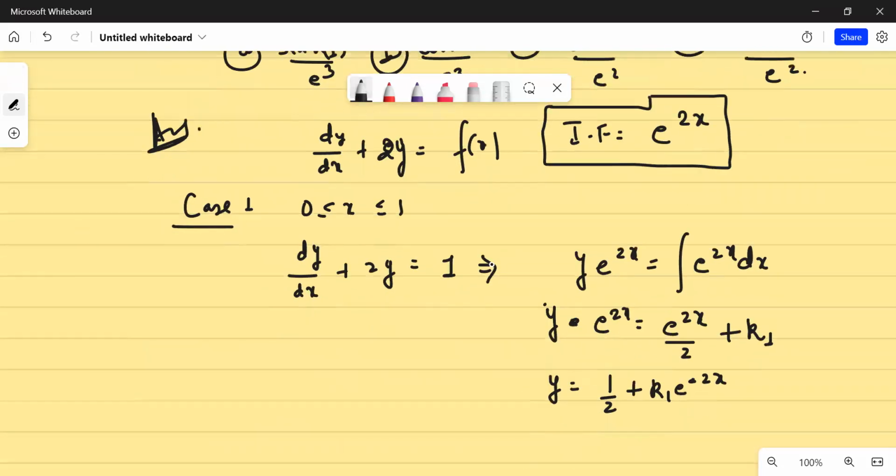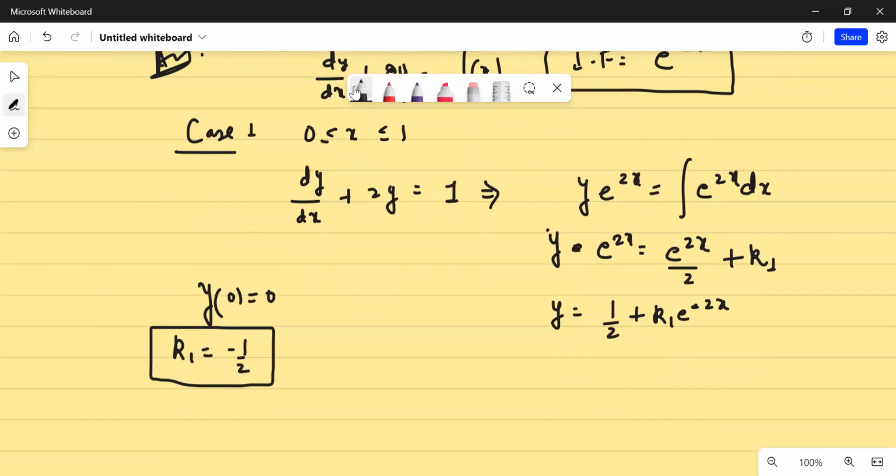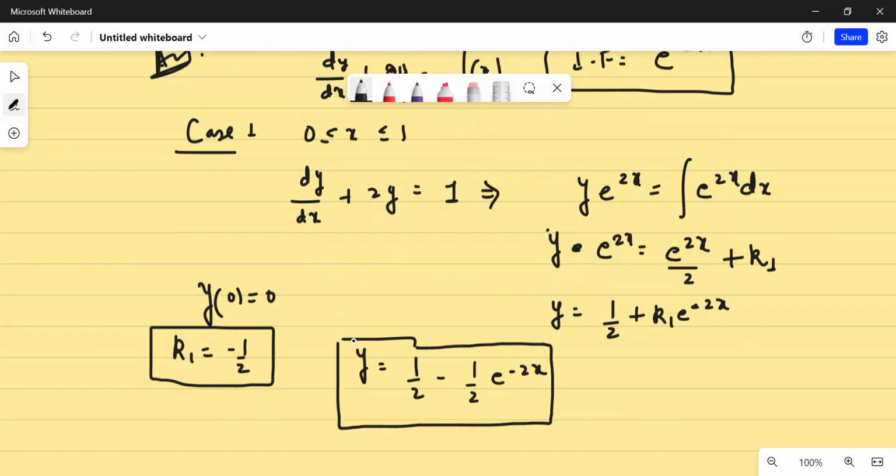Now, given in the question, the initial condition is y0 equal to 0. So I'll use the initial condition y0 equal to 0 and find k1. So y0 equal to 0 would mean that your k1 is minus 1 by 2. That is something that you can clearly verify. Place y0, e to the power 0 is 1, k1 plus 1 by 2 is equal to 0. So k1 is equal to minus 1 by 2. Is that clear? Okay. So overall, the solution would now look like y is equal to 1 by 2 minus 1 upon 2 e to the power minus 2x. Is that clear? This is how your solution would look like if your x lies between 0 and 1.